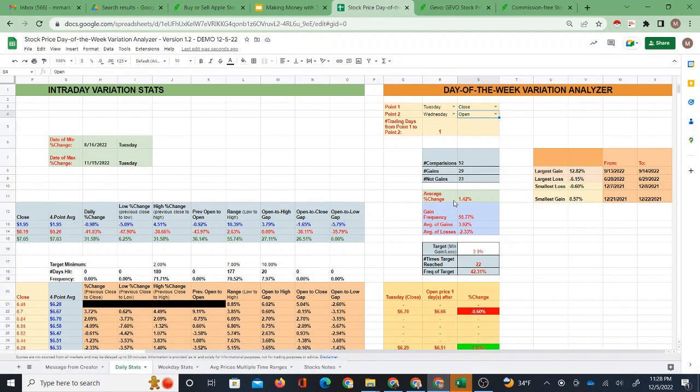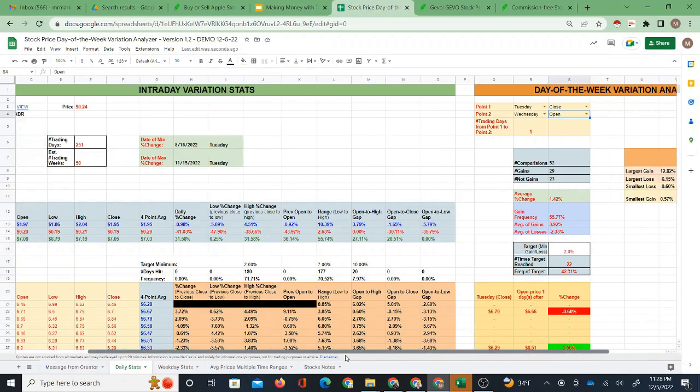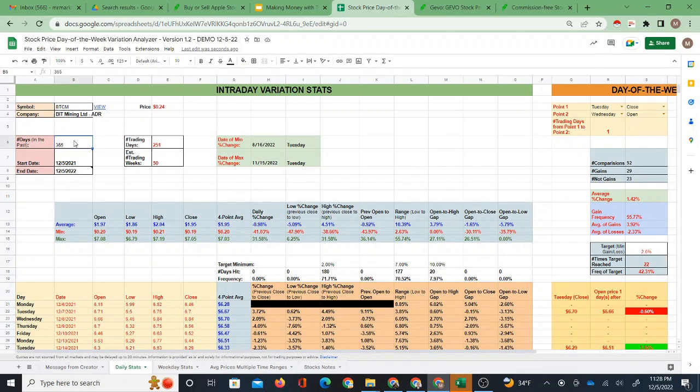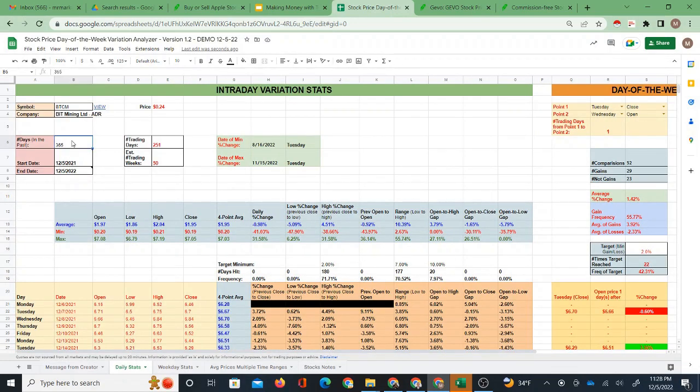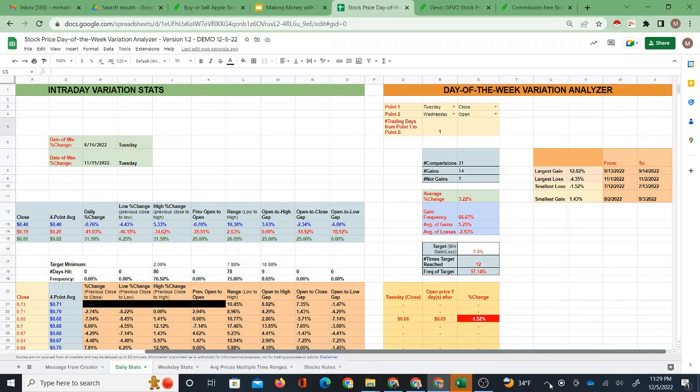However, the average percent change for the past year is 1.42%. Gain frequency, 55.77. That's pretty good. But looking at a year when you're doing short term is sometimes a bit too much. You want to cut that down to about 150 days in the past, which is about 100 and change trading days, so we can see what is going on with it more recently.